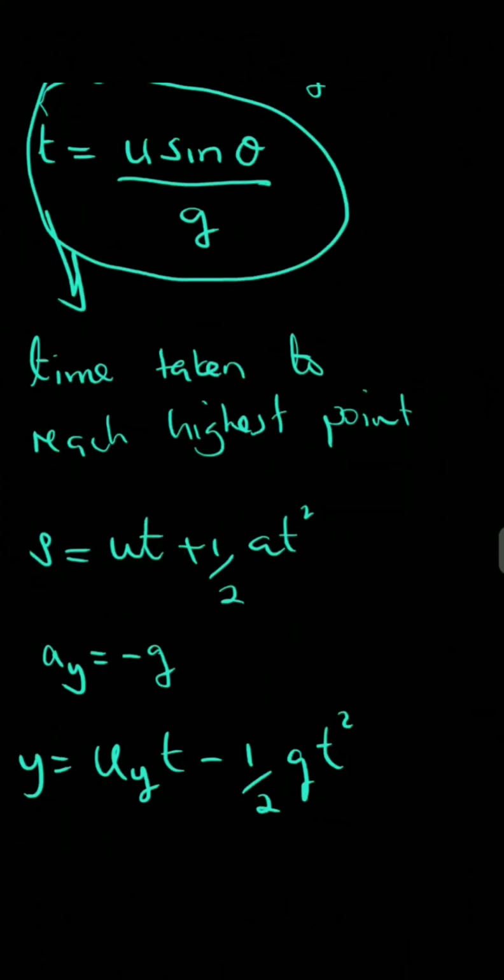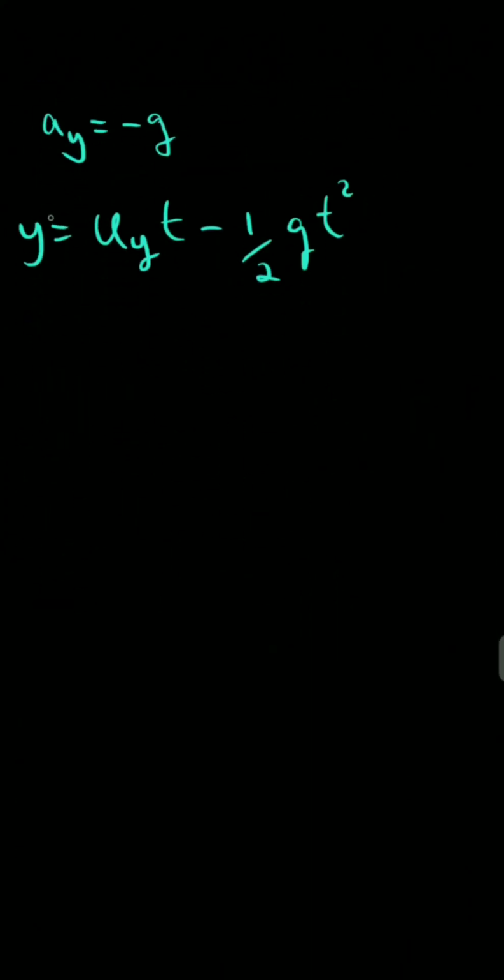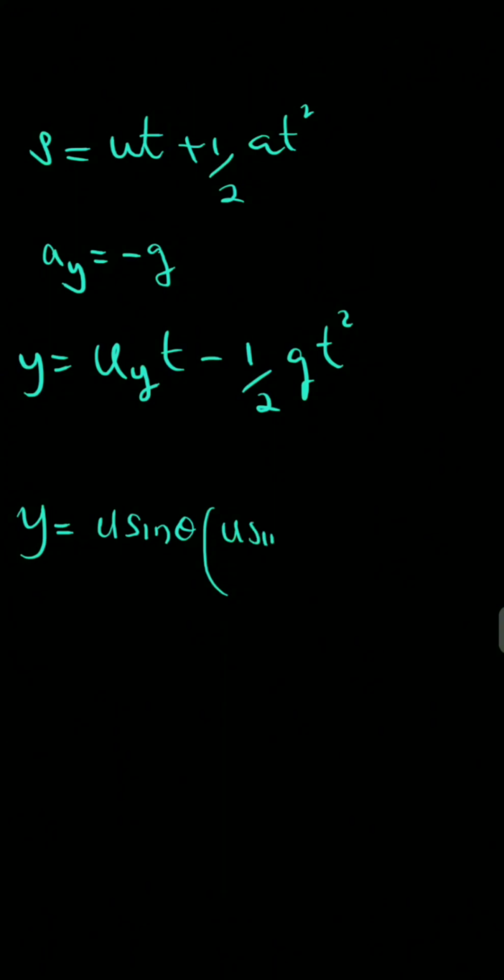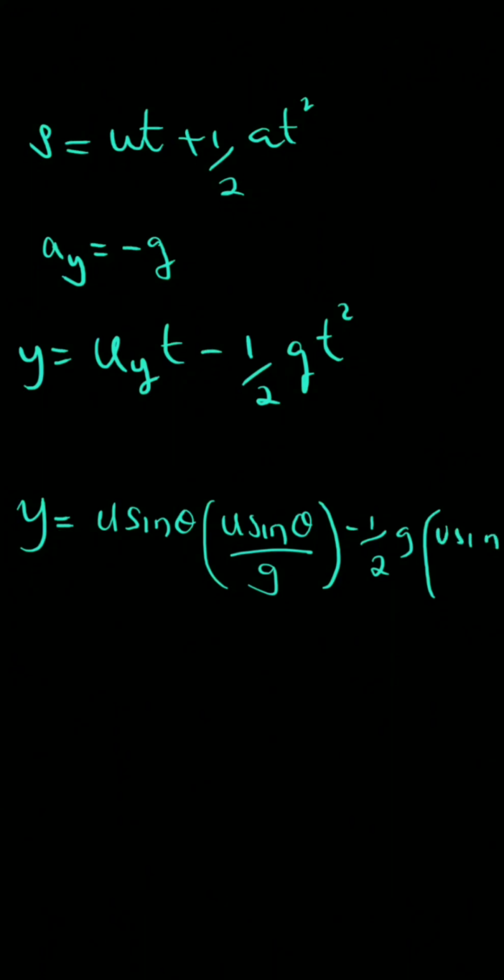So our y, which is the displacement that we're calculating, which is maximum height in this case, will be equal to u subscript y, so we put u sine theta, then multiply by t. We're going to replace t with u sine theta over g, which is the time for the highest point reached. Then you subtract half g, where this time you put u sine theta over g. Since this is squared, we're going to square everything that is under parentheses.